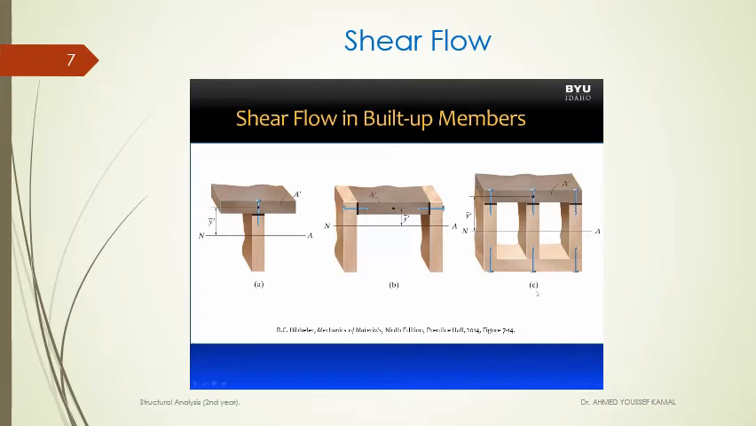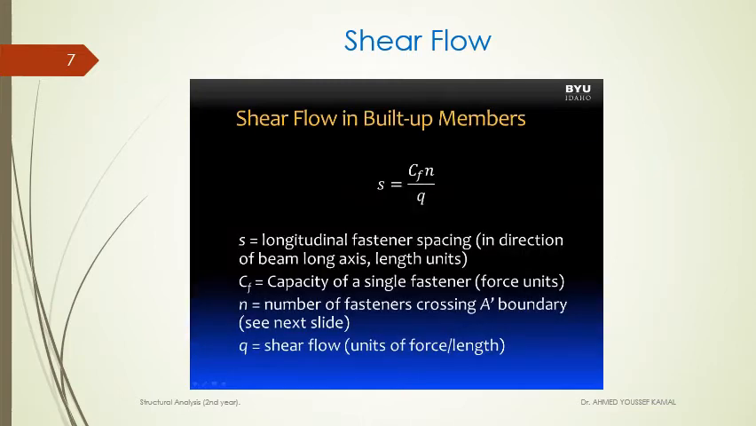In beam C, the cross-section is composed of 5 pieces. And for the top piece, if we wanted to evaluate shear flow at the joint that is connecting the top piece to the rest of the member, we would use for our A prime the shaded area. Y bar prime would then be the distance from the centroid to the neutral axis. Another useful equation is the equation for spacing of fasteners.